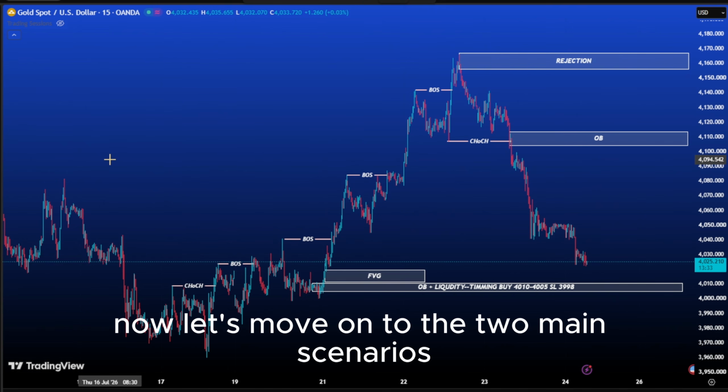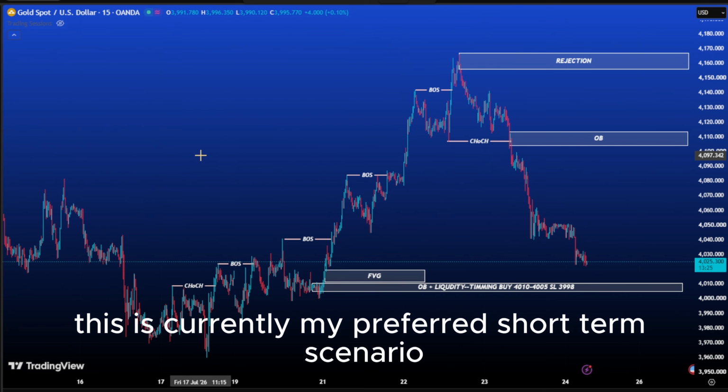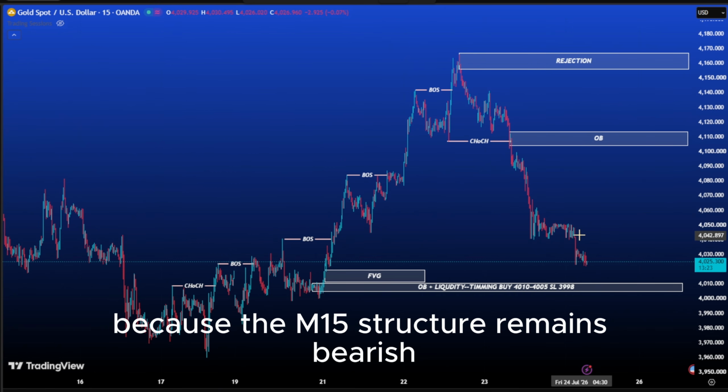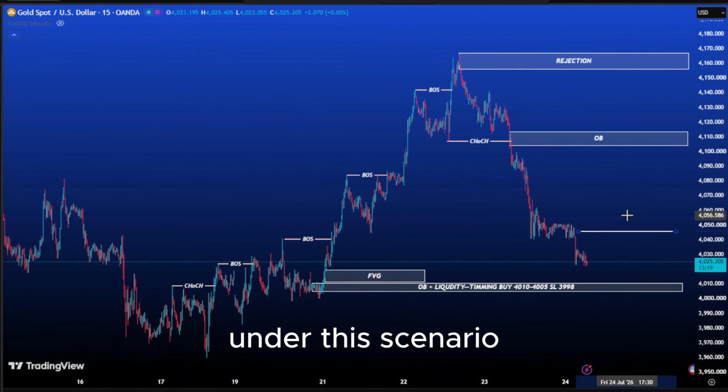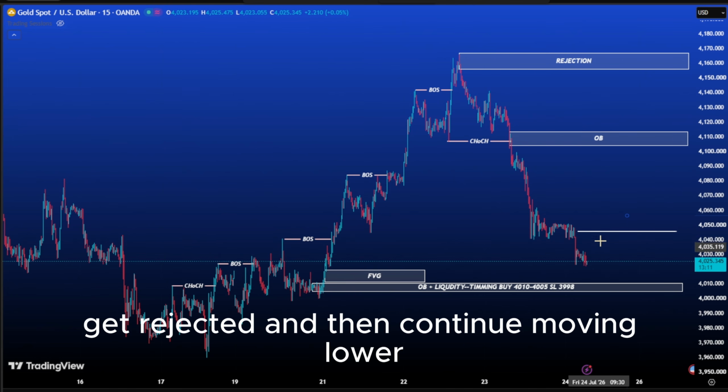Now let's move on to the two main scenarios. Scenario 1: price continues lower. This is currently my preferred short-term scenario because the M15 structure remains bearish. Under this scenario, price may retrace toward the 4045 to 4055 area, get rejected, and then continue moving lower.